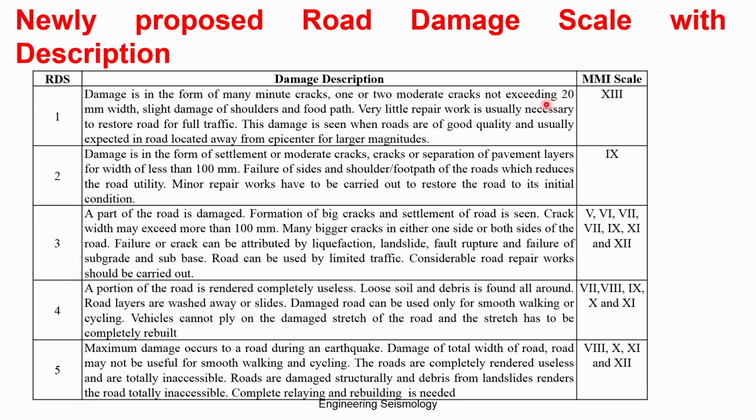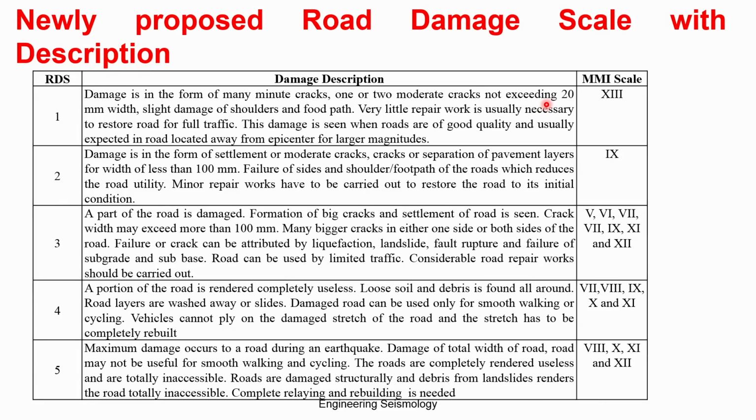The level 1 RDS is the road damage scale level 1. This is damage from many minute cracks and 1 or 2 moderate cracks not exceeding 20 mm width, and slight damage to shoulders and footpath. Very little repair work is usually necessary to restore the road for full traffic. That means, if you do a small bit of work you can use the road immediately. Those kinds of roads are categorized as RDS 1.